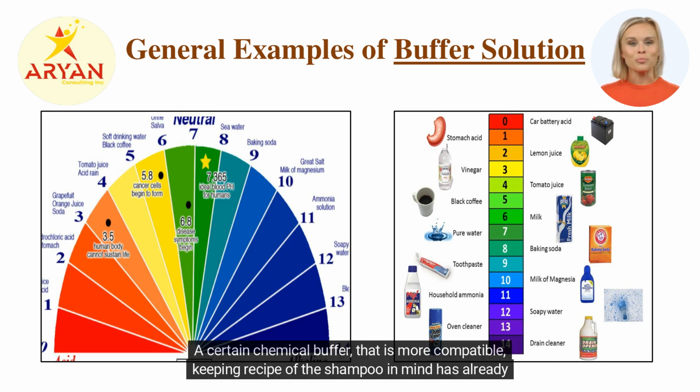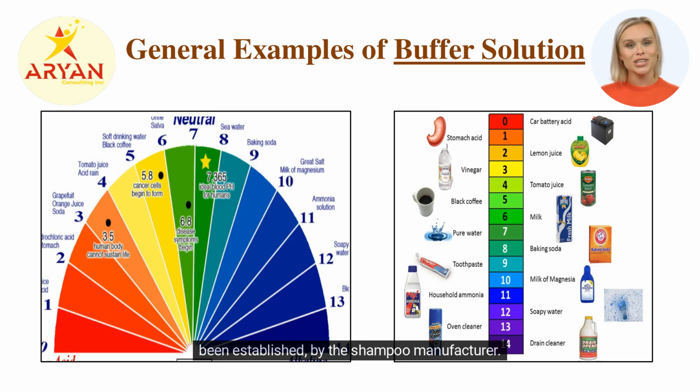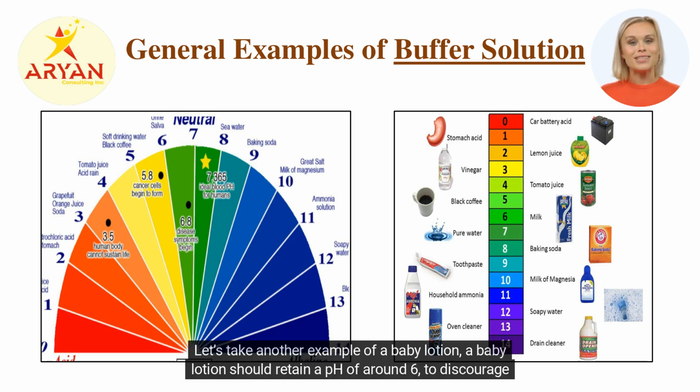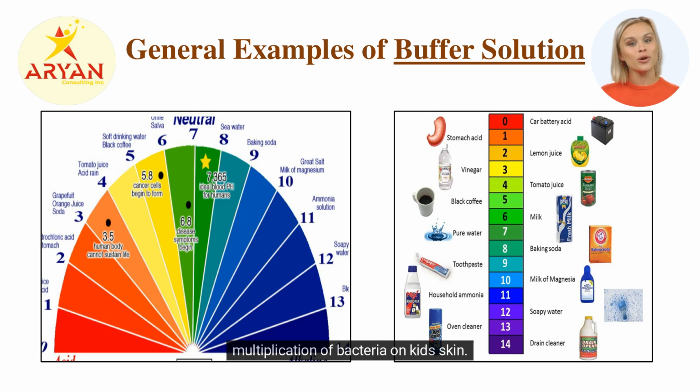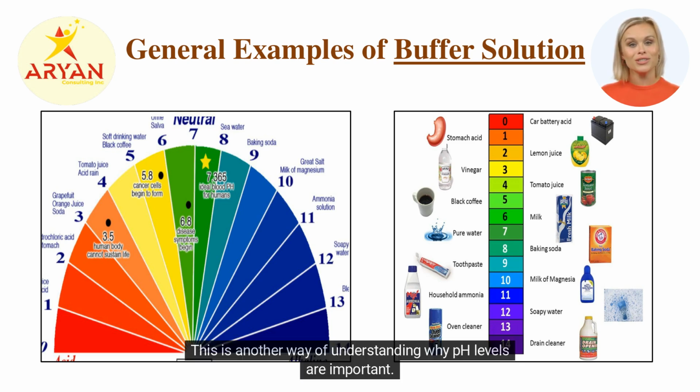A certain chemical buffer that is more compatible, keeping the recipe of the shampoo in mind, has already been established by the shampoo manufacturer. Let's take another example of a baby lotion. A baby lotion should retain a pH of around 6 to discourage multiplication of bacteria on kids' skin. This is another way of understanding why pH levels are important.